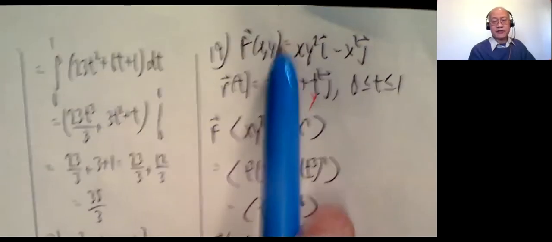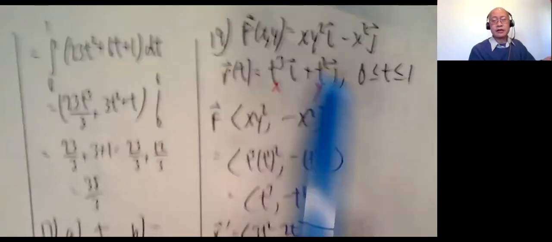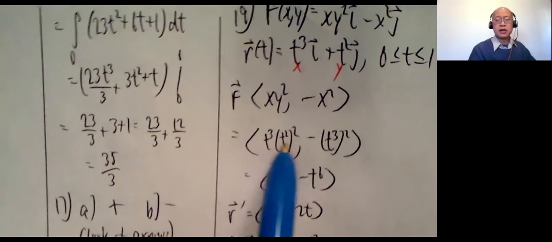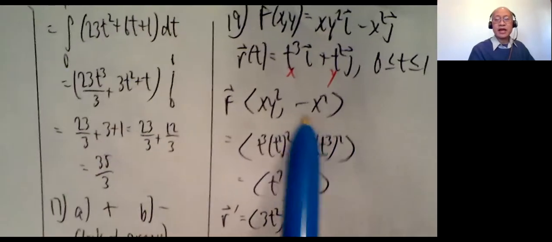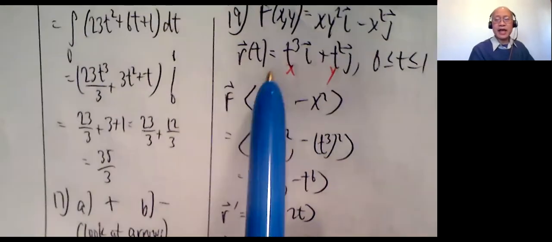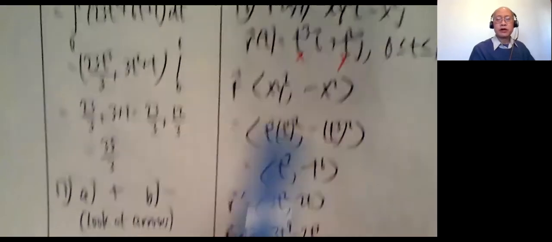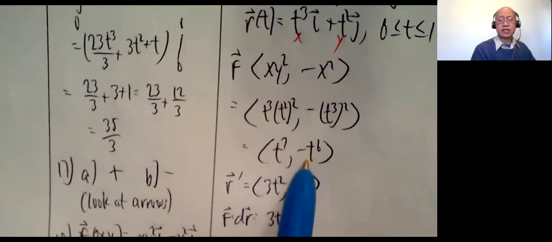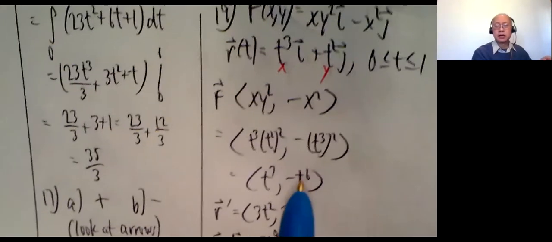Well, you can see f, that's not x and that's not y. It's just any other vector. So xy squared is t cubed times t squared squared, and then negative x squared is negative t cubed squared. So the new change vector f is t to the 7th, negative t to the 6th, if I change everything to t, correct?